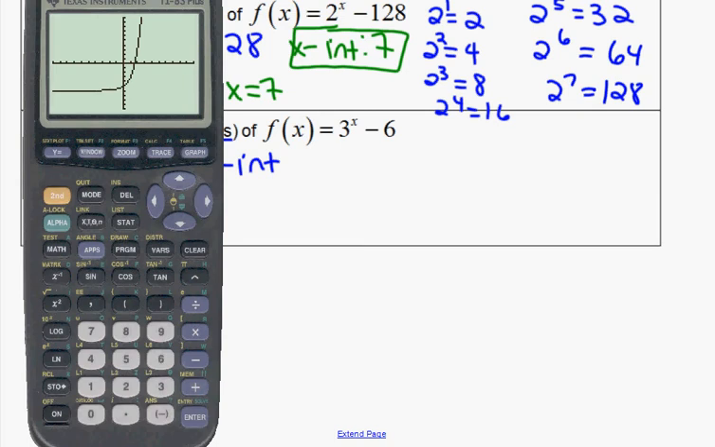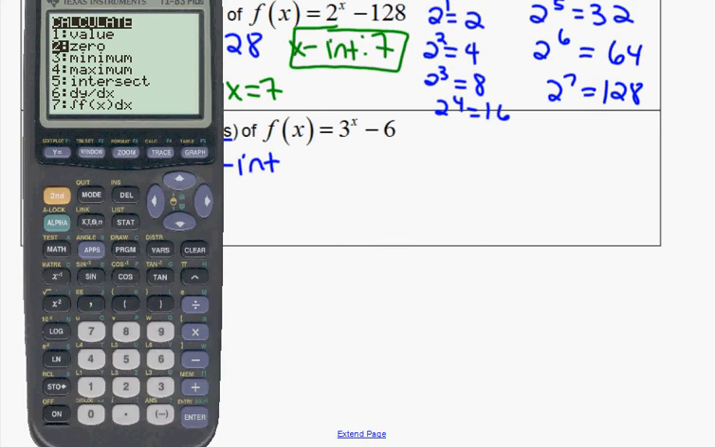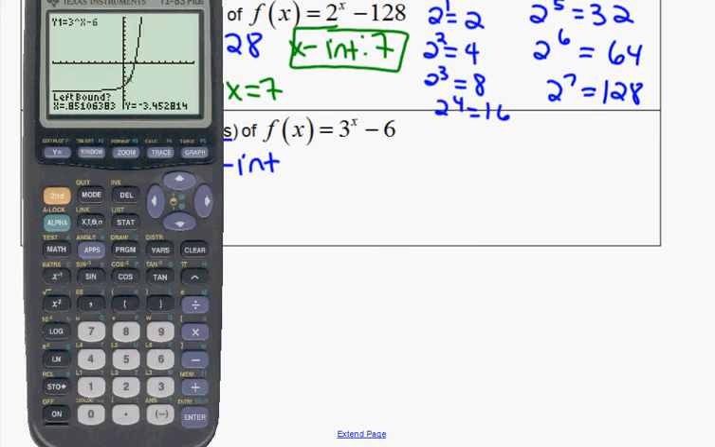Now hopefully you remember how to find a 0 on your calculator. I'm going to press second, trace, and I'm going to select option number 2 to find the 0. I make sure my cursor is to the left of the 0, press enter. And move my cursor so that it's distinctly to the right of the 0, press enter again. For guess, press enter. And so we have a 0 at approximately 1.63.